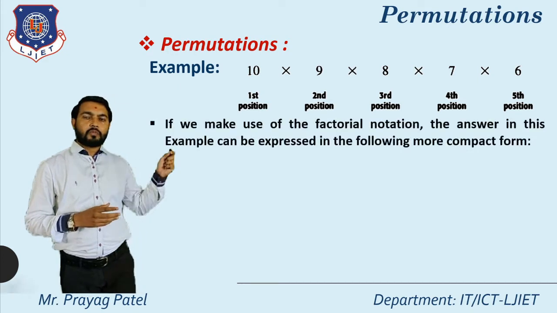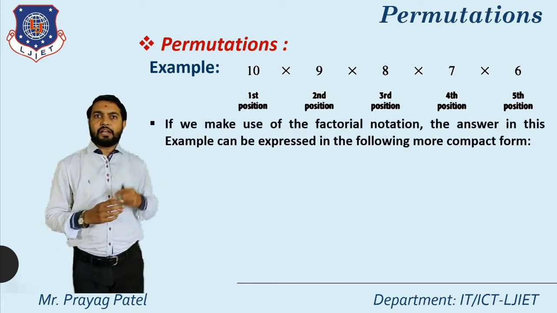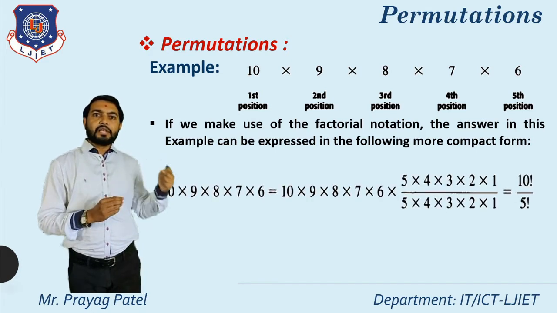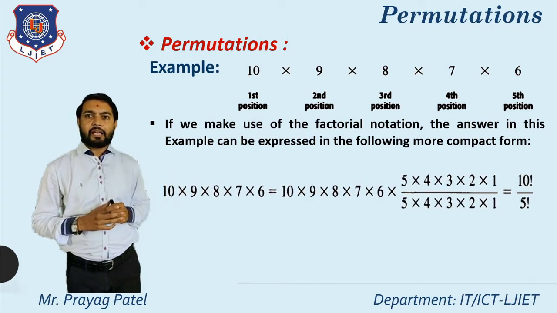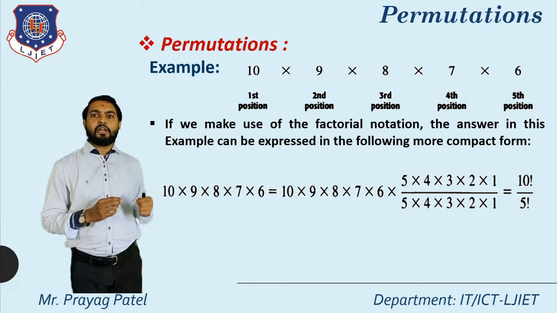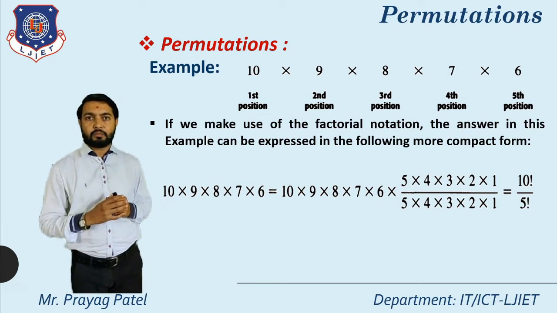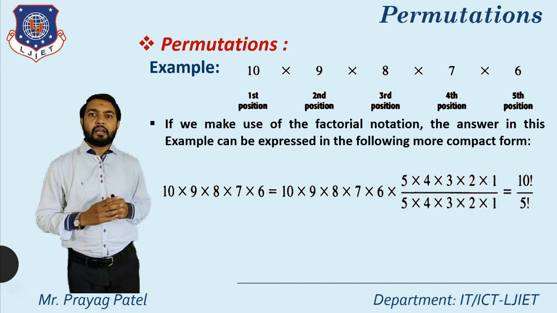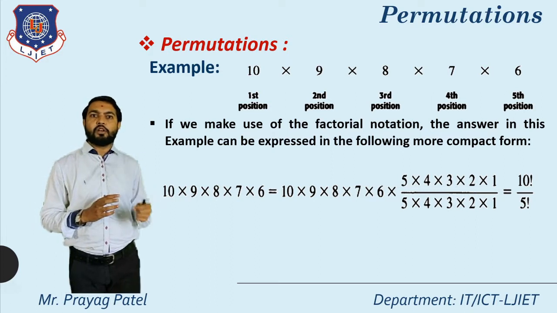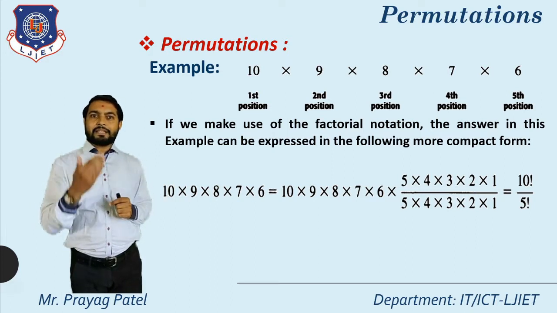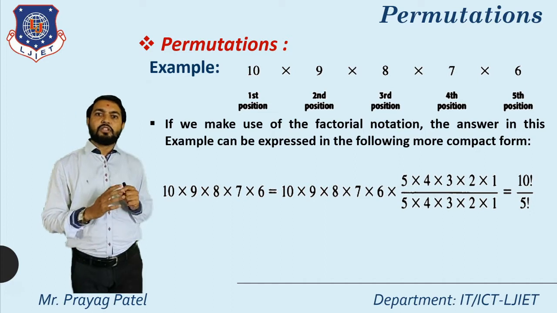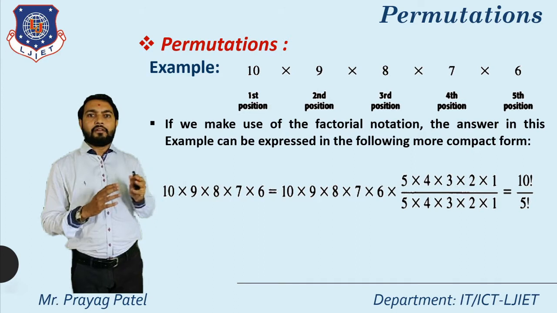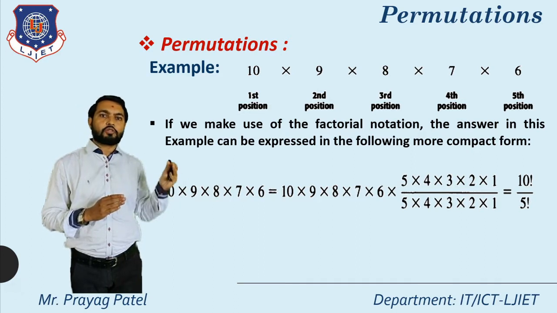So here we have a sequence like 10 into 9 into 8 into 7 into 6. Now we represent this sequence in another way. This is the given sequence, but considering 10 factorial, what is the remaining thing? The remaining thing is 5 into 4 into 3 into 2 into 1. So multiply this and divide this, which means nothing is changed in the previous sequence. So here we divide and multiply with 5 cross 4 cross 3 cross 2 cross 1.